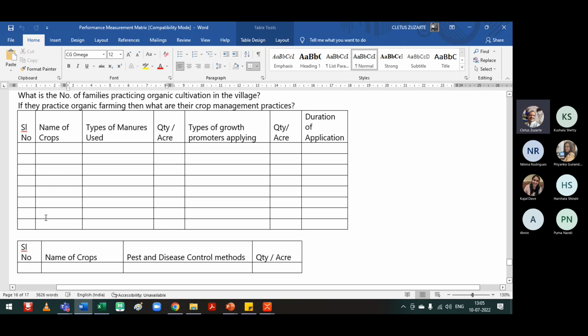So what is the name of the crop? What is the manure used? How many acres are they covering? What are the growth promoters? And what is the duration of application?